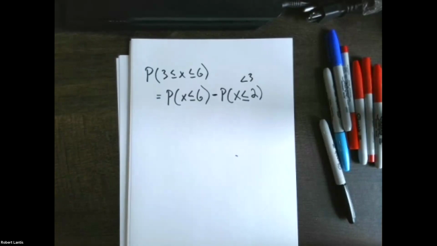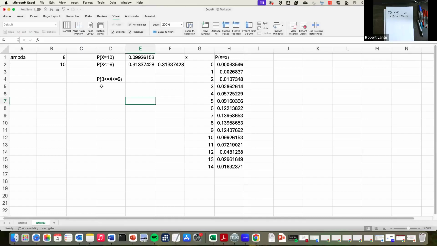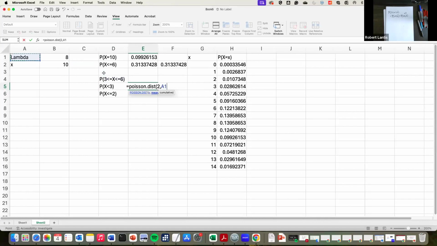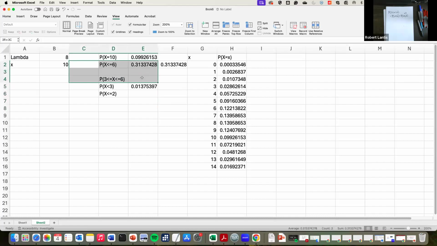So let's go to Excel here. What am I going to do? Well, I already have the probability that x is less than or equal to 6. I now need to find the probability that x is less than 3, which we said is the same thing as the probability that x is less than or equal to 2. These are the exact same thing since we're dealing with integers. So I'll use Poisson.dist. I'll tell it the value of 2. The mean is lambda, comma 1, make it cumulative, and then define the probability that it's in between 3 and 6. I would just say, oh, what did I accidentally select?